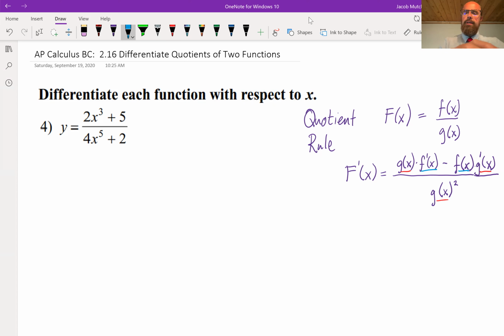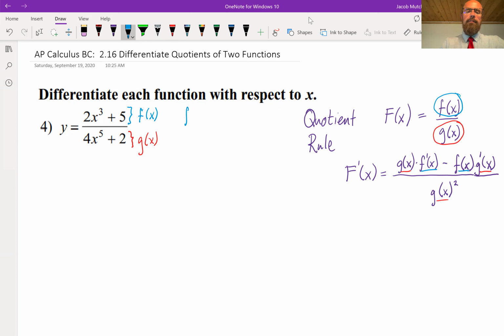So I need to start off by saying, okay, what's my f of x? I notice in the rule it's in my numerator. So that means for me, my f of x is going to be this numerator, 2x cubed plus 5. I'll go ahead and identify my denominator. My denominator in the rule is g of x. So in this particular example, I'm just going to call whatever's in the lower part of that fraction g of x. Then I notice that I need the derivative of each of those, f of x and g of x, in order to substitute into my rule.